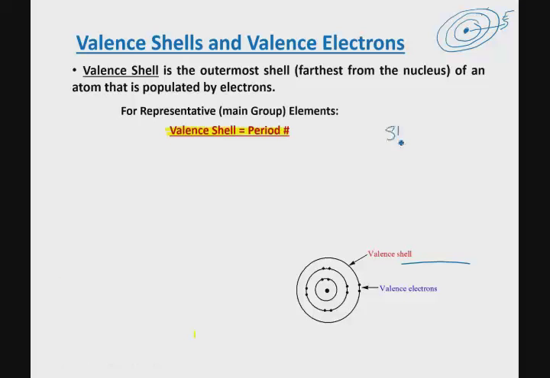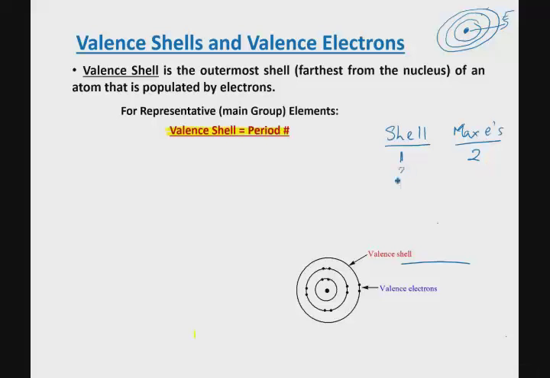So let's get an idea of, if you have a certain number of shells, what would be the capacity? The first shell, the shell closest to the nucleus that has the lowest energy, cannot hold more than 2 electrons. That's its capacity. It's full once 2 electrons are placed in that shell.